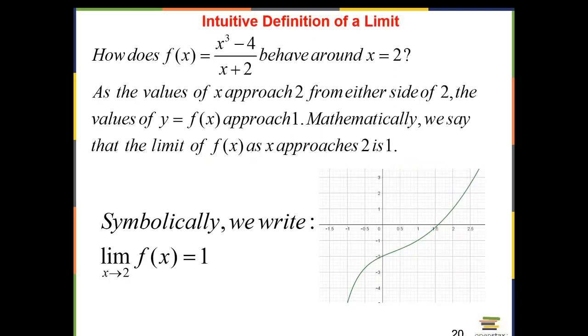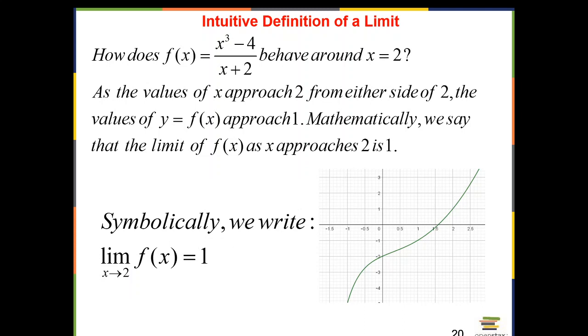All right, so the idea of the limit has to do with the behavior of the function values when the input values approach a number. The notation for it is this notation right here. So the way we read it is: limit of f of x when x approaches 2 is 1. That's how we read it.